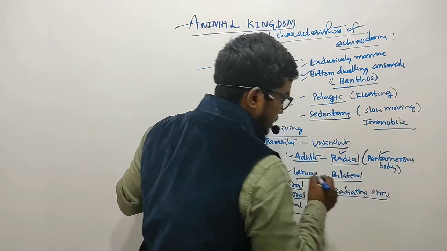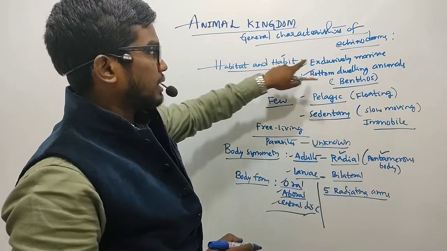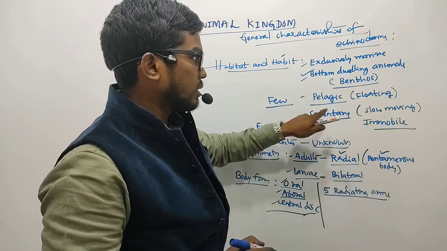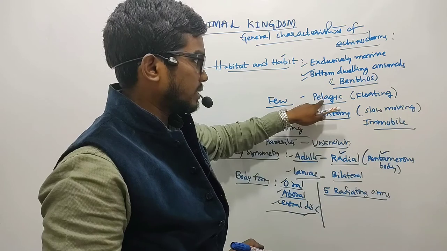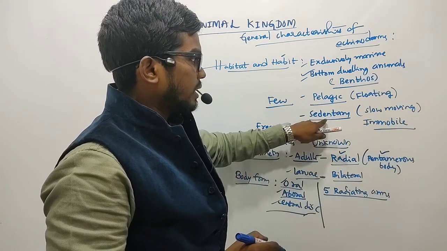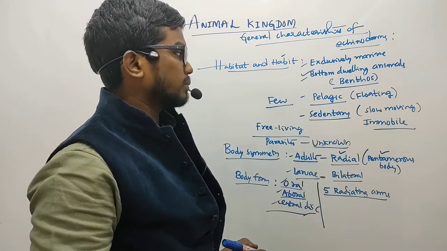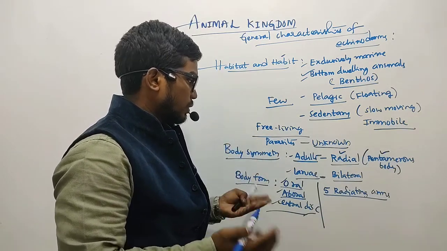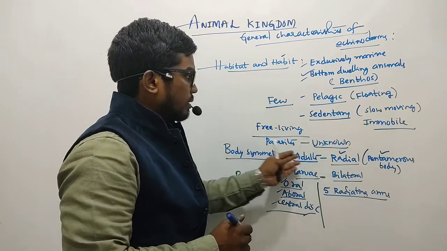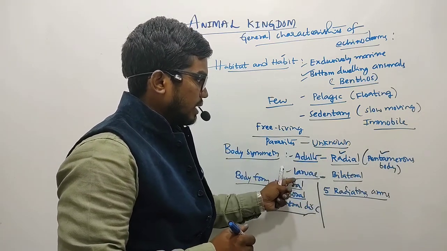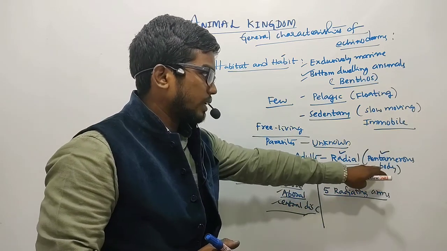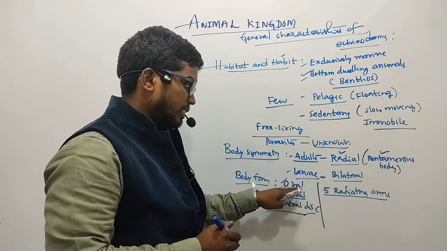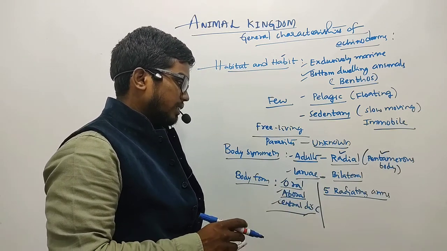So let me tell you, they are exclusively marine. Most of them are bottom dwelling organisms called benthos, or they can be free floating as pelagic, and most of them are generally immobile or slow moving, so sedentary. Most of them are free living, parasites are not known. Their adults show radial symmetry, larvae show bilateral symmetry, the body is generally divided into 5 equal parts, having 5 radiating arms. Their body is differentiated into oral, aboral and central disc.